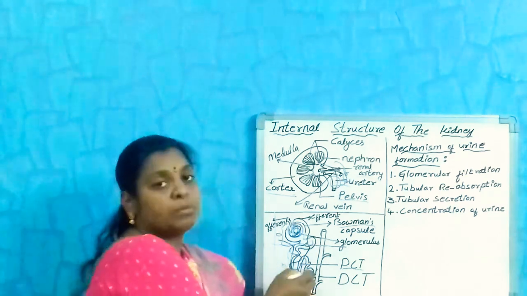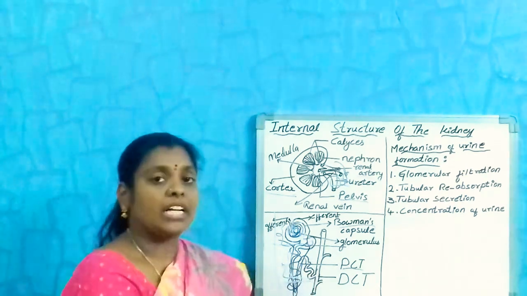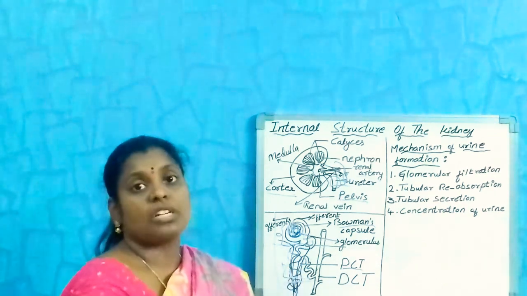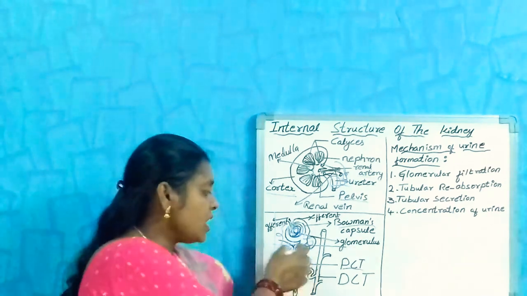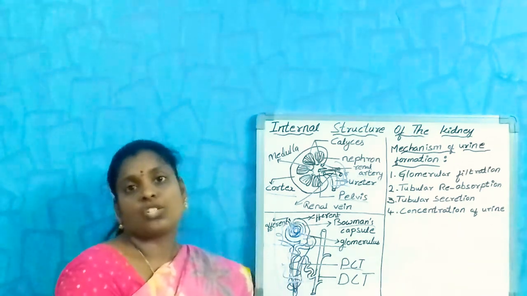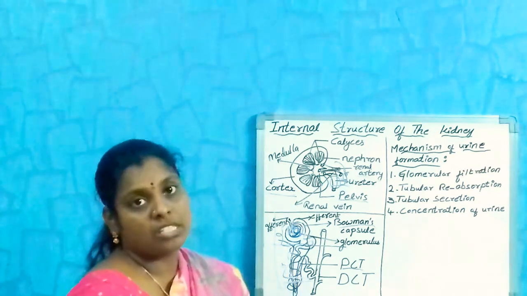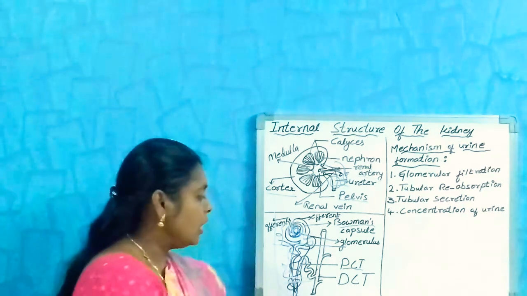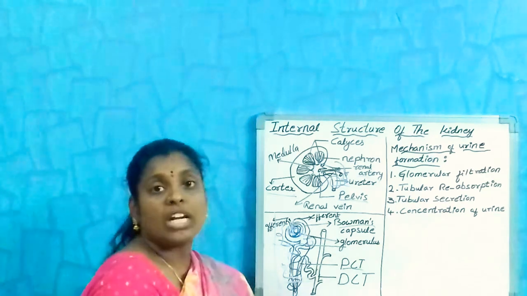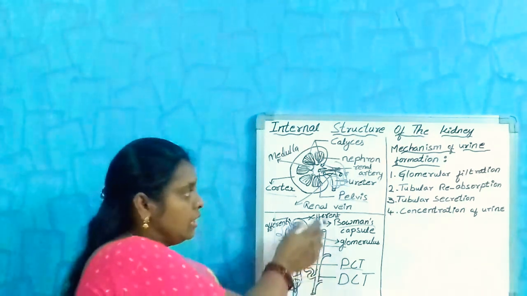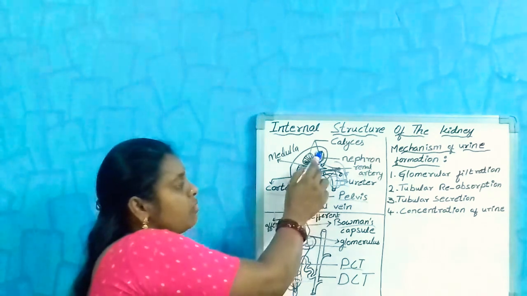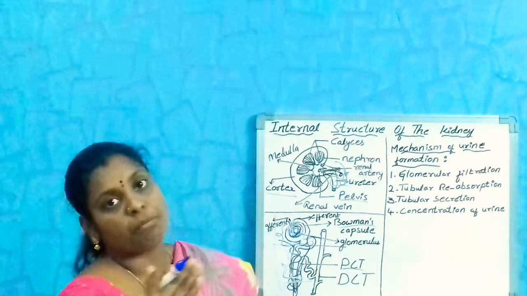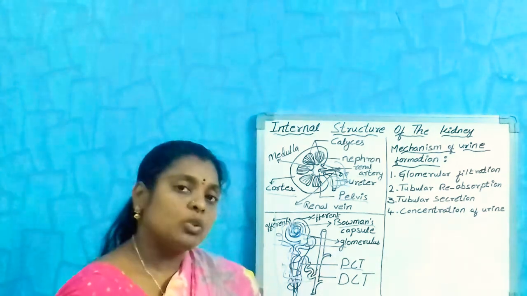But here the important substances are given back. So when it reaches the DCT, there are no important substances left from the blood. So we call it urine itself, which consists of urea, uric acid and some ions. They have to be removed from the blood. So they are transferred to the DCT and then connected to the pelvis. From there they reach the pelvis and are passed into the urinary bladder through the ureter.